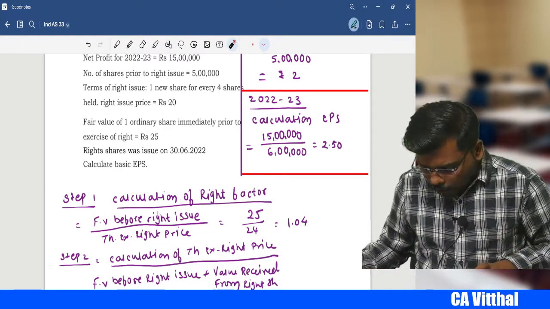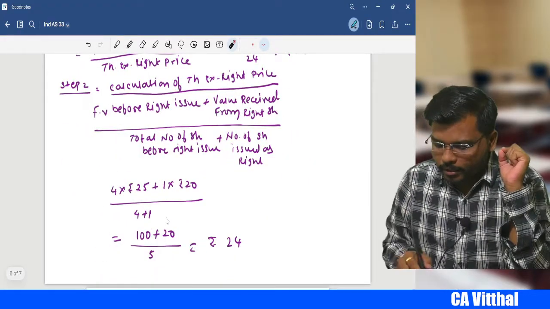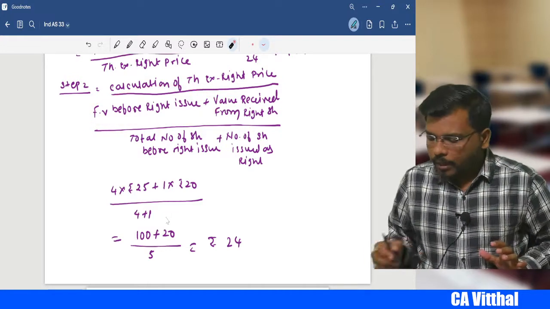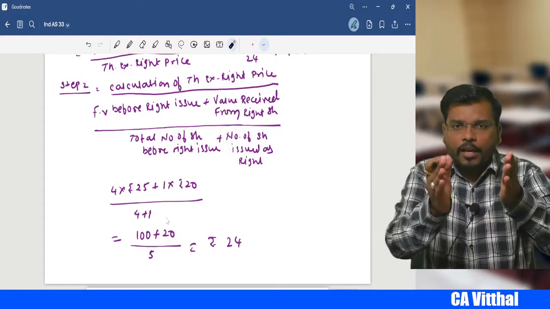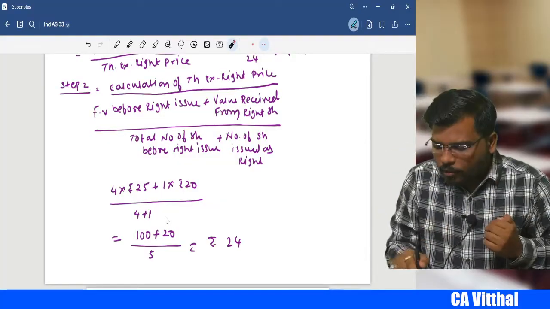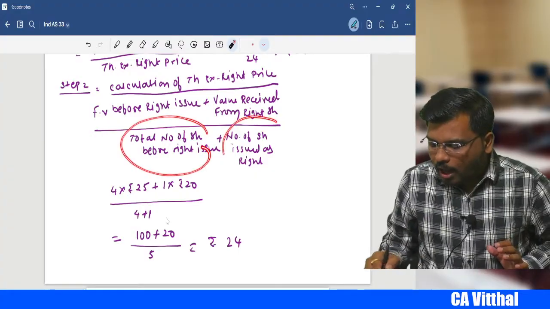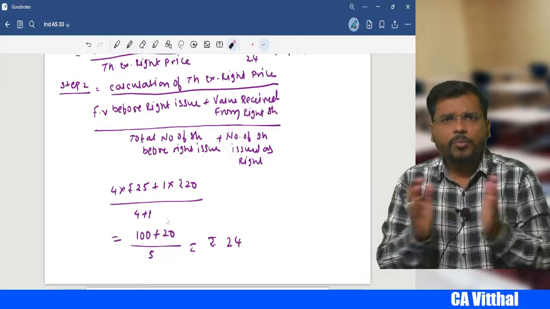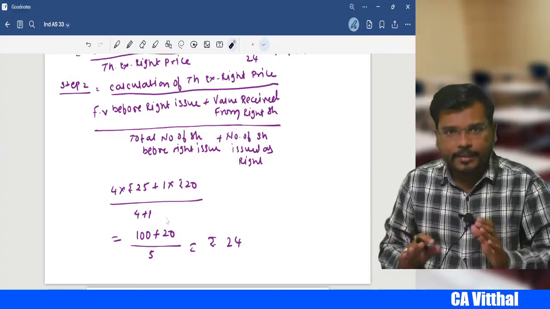Okay, so how to calculate that, sir? Let's see. How to calculate the theoretical ex-rights price? First of all, what is the fair value of the shares before the rights issue, and how much amount you received from the rights issue? So the value before the rights issue plus the amount you received from the rights issue, divided by the total number of shares after the rights issue, that is, the shares before the rights issue plus the shares issued as rights shares. Is that clear? There are different options, and different alternatives also, but this is the easiest way to calculate.